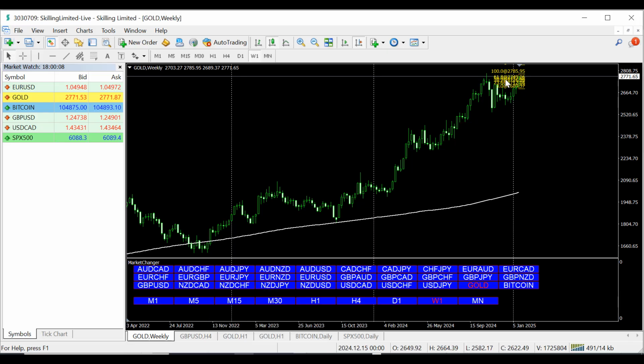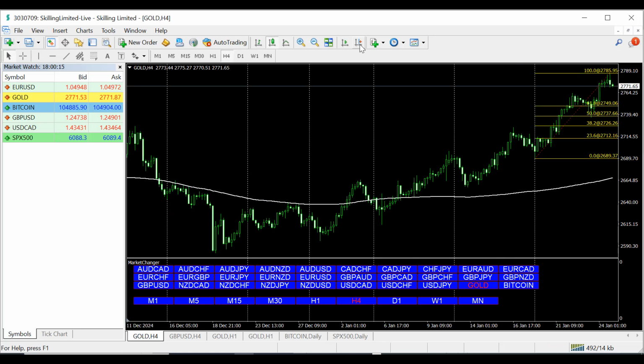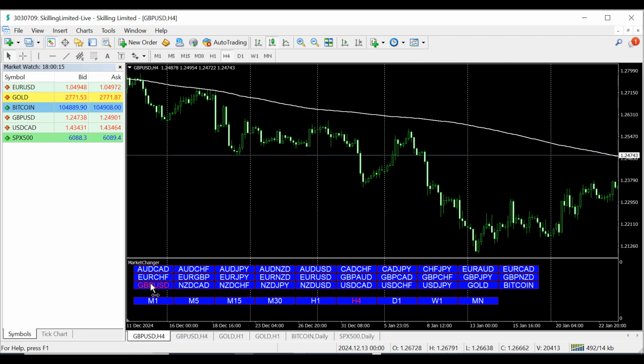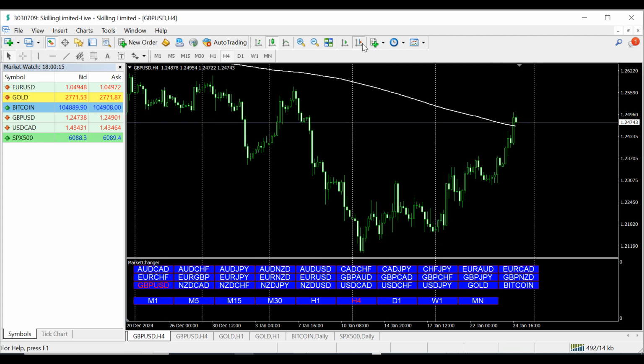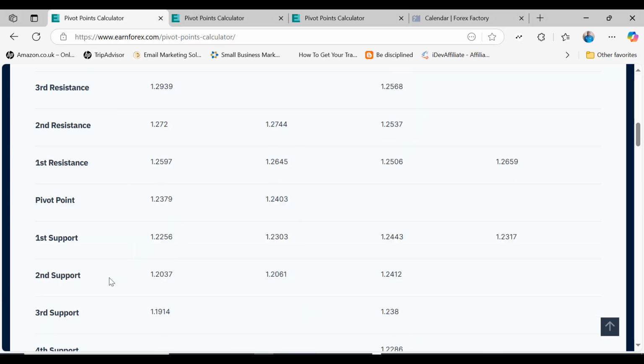All right. Okay, so I switch back so I can remove this. Now let me also take us back to GBP. And why I'm taking us back is I want to also show us the pivot point for that because I didn't show you before. Okay, so the pivot point for GBP is here. The central pivot, the floor pivot, is 2379 and the first support is 2256 while you have the first resistance 2597. So let's quickly check.